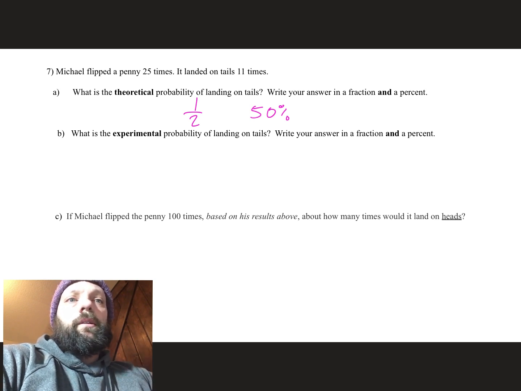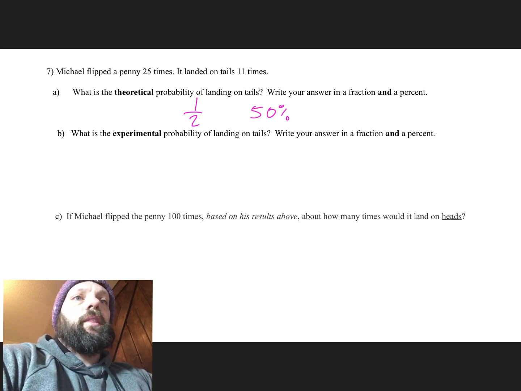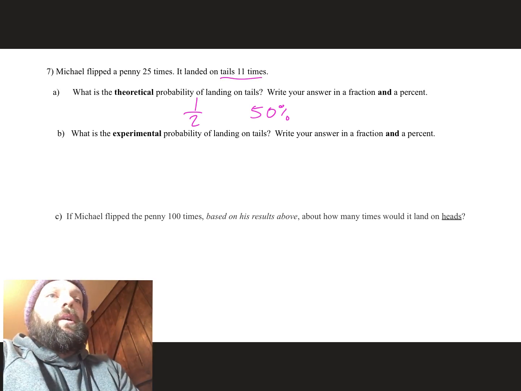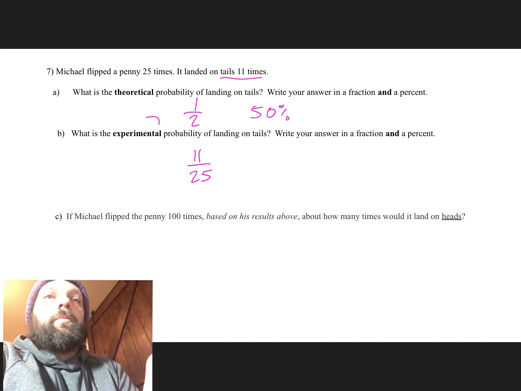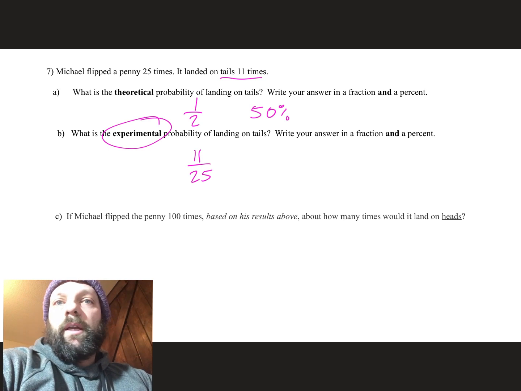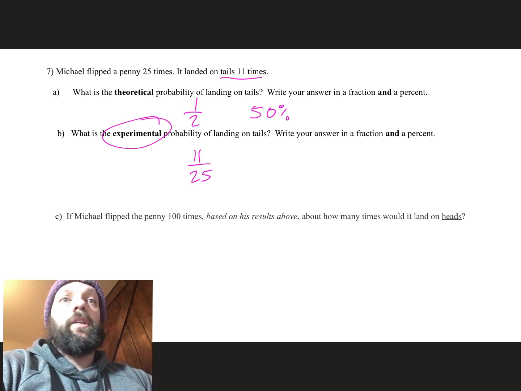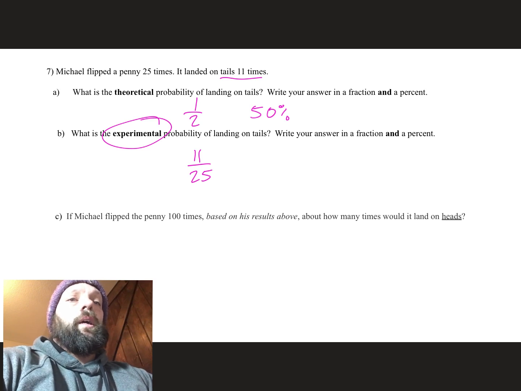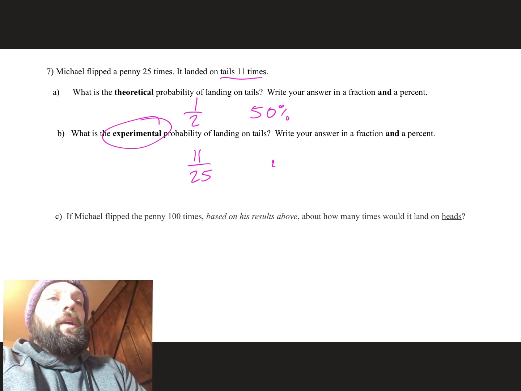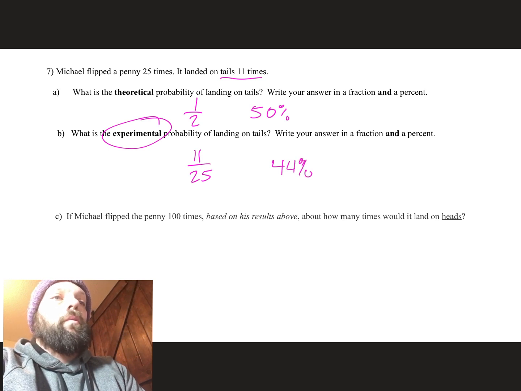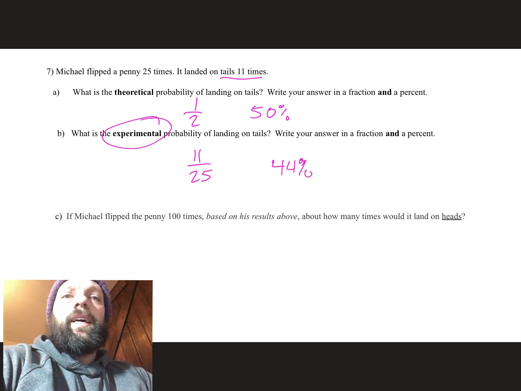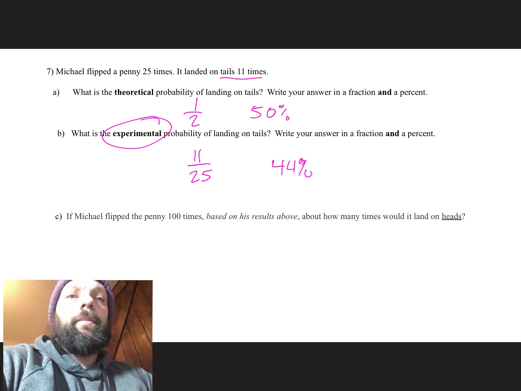Now when I go to the experimental, it says, what's the experimental probability of landing on tails? Well, tails happened 11 times, and it was flipped 25 times. Remember, experimental is like in baseball when I'm batting. When I'm shooting free throws in basketball, if I'm a goalie, my save percentage. If I'm a volleyball player, my serving percentage, getting that ball over the net, right? And then my percentage here would be 44%, okay?